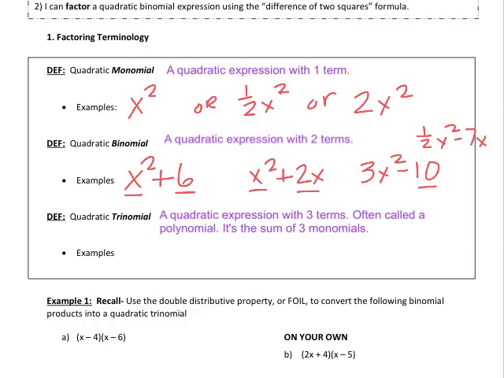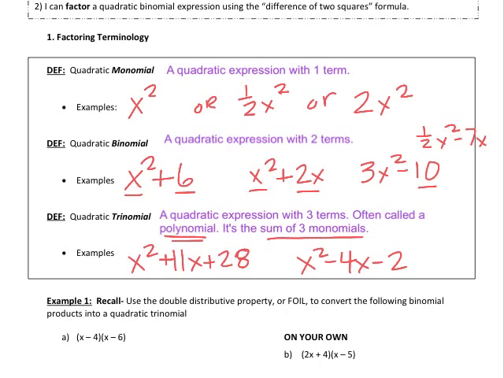All right, the third term that we have here is quadratic trinomial, which is a quadratic expression with three terms. Often we call these polynomials because there's many terms. So it's a sum of three monomials. Even if we're subtracting, we can still call it a sum. So here's an example. X squared plus 11x plus 28 is an example. That's a polynomial or also called a trinomial. And then x squared minus 4x minus 2, another example of a polynomial.